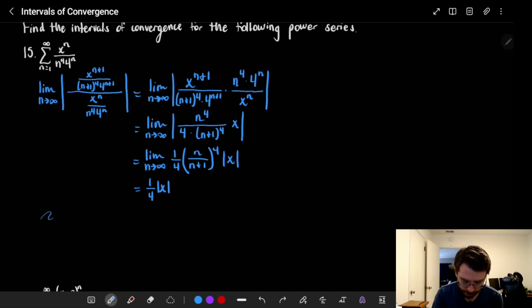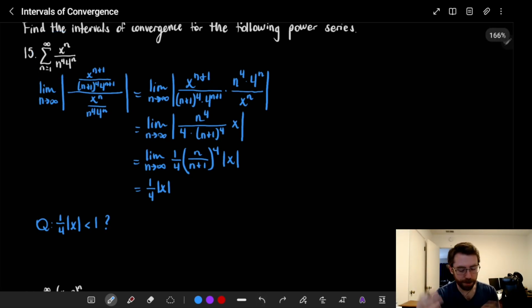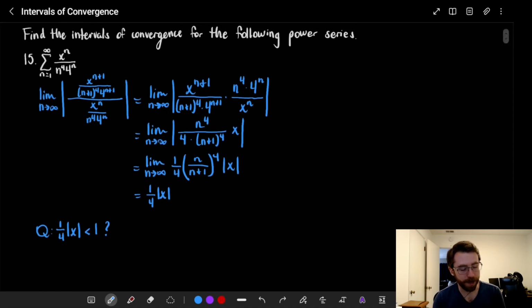And then the question becomes, right, the ratio test asks, when is that limit less than 1? If it's less than 1 for some value of x, then that means that value of x causes this series to converge. I mean, power series are weird because you can plug in any number of values for x, and for some you might get convergence, for others you might get divergence.